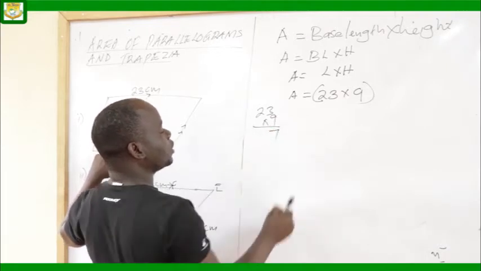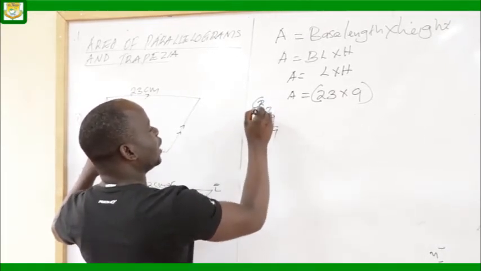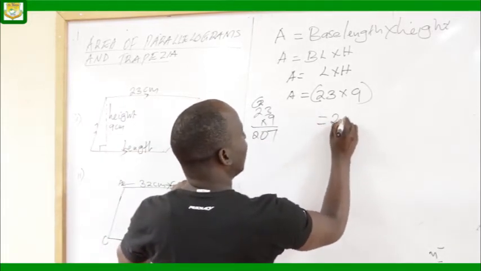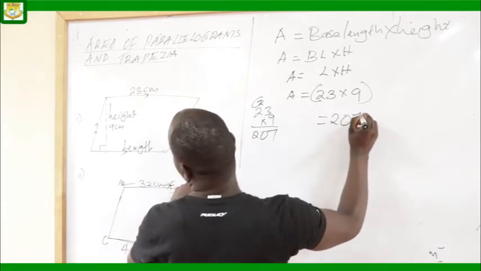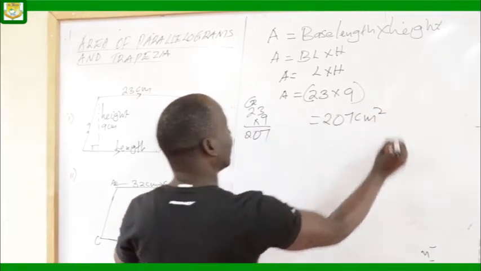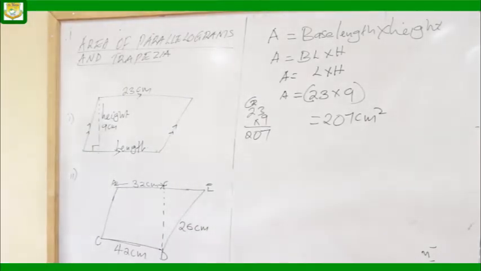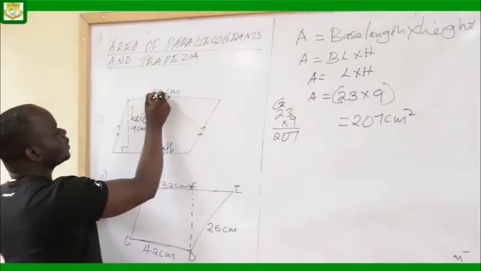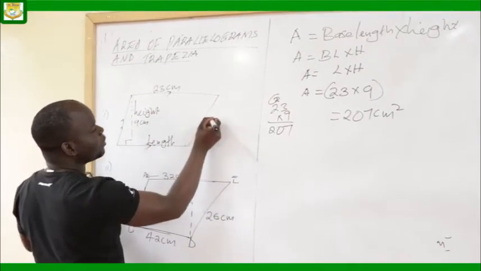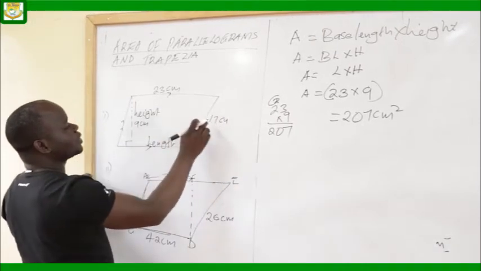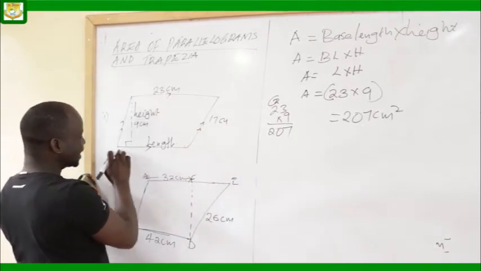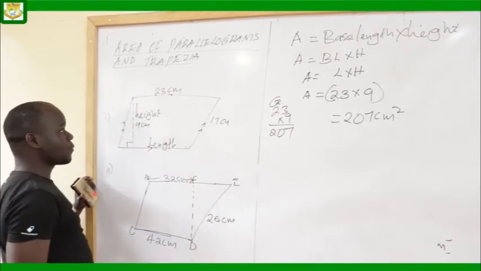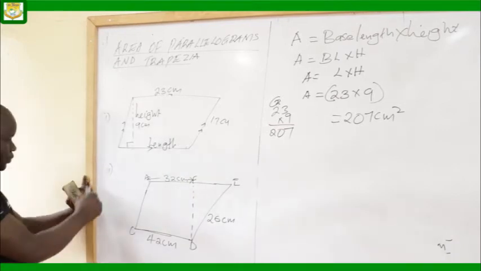23 times 9: 9 times 3 is 27, carry 2, 9 times 2 is 18, plus 2 is 20. So it equals 207 centimeter square. As simple as that. It's just length times height. And you must be keen, because at times you can be given this here and here, maybe here is 17 centimeters. If 17 and 23, make sure that the line with the biggest measurement is the length.